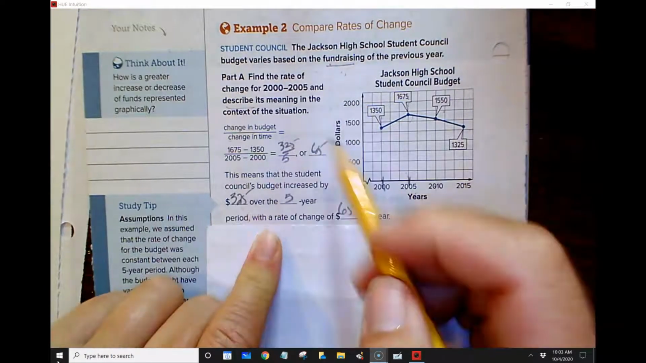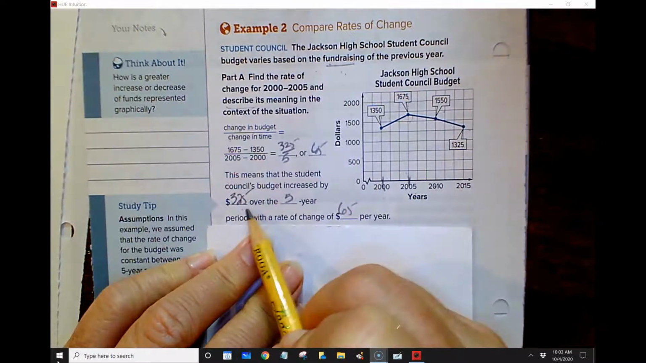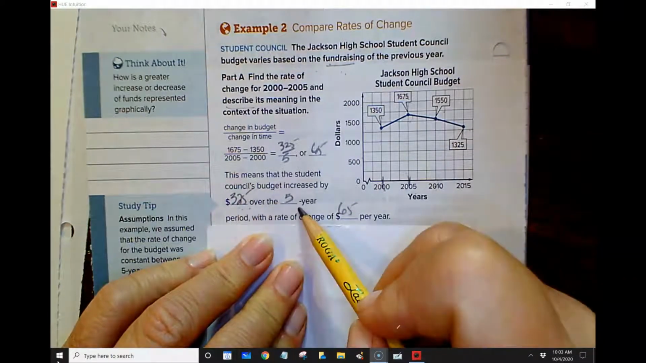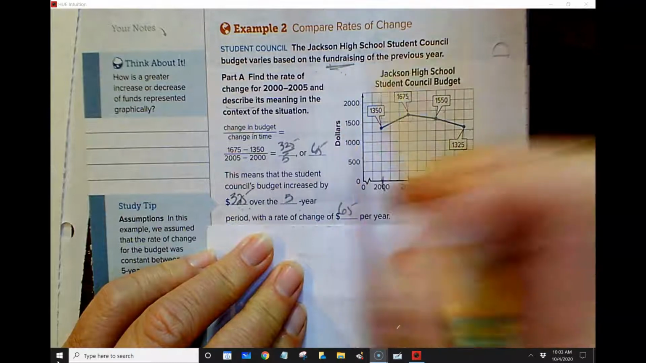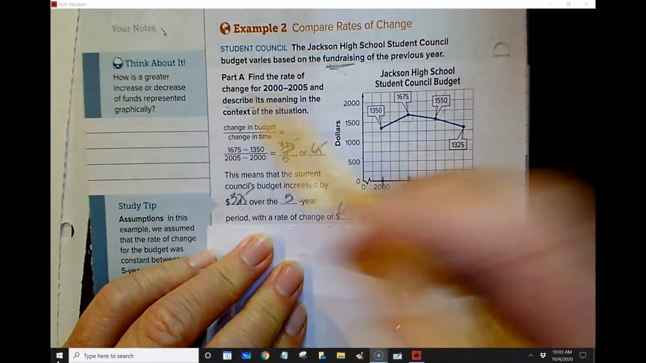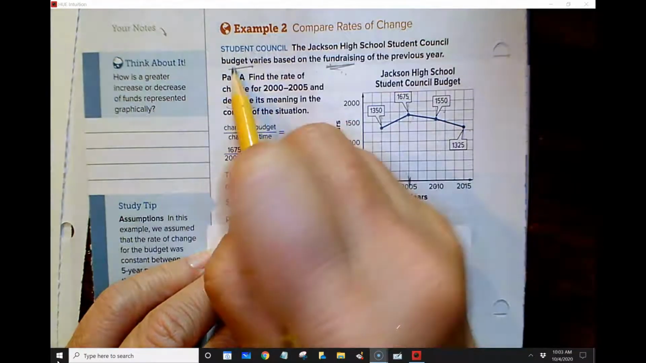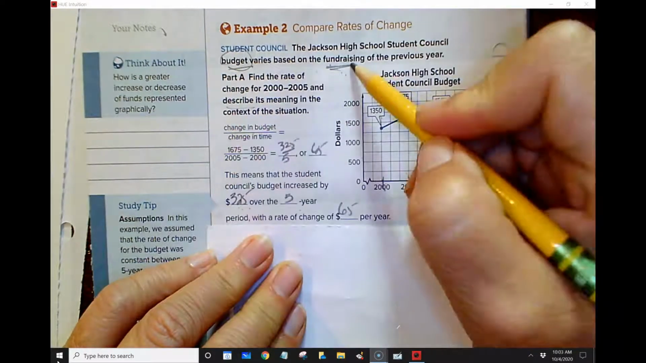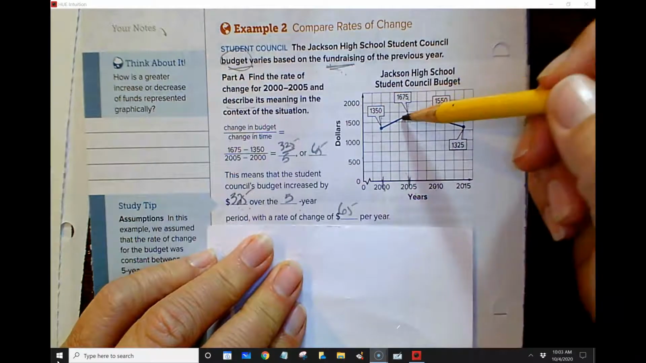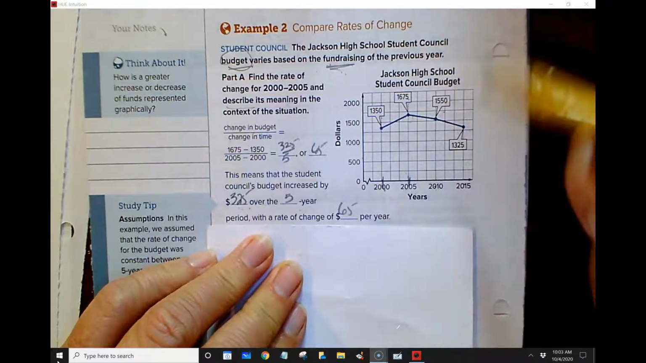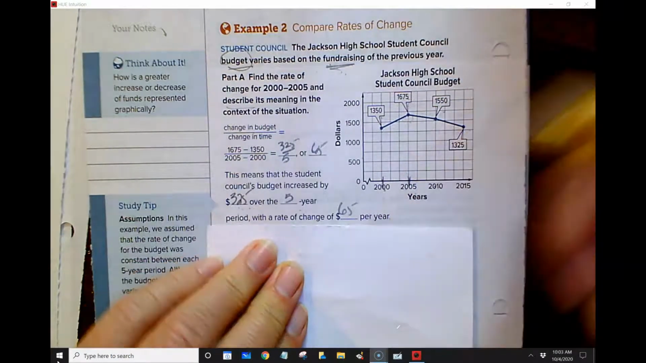I'm interpreting this differently, but it says the council budget increased by $325 over 5 years. Again, I would take that as their fundraising. So anyways, this is their budget based on the fundraising. The budget is how much they are going to spend, and the fundraising is how much they're going to raise. So obviously this is not the fundraising, this is the budget in terms of what they've spent. Okay. Now you know that. Okay, good.